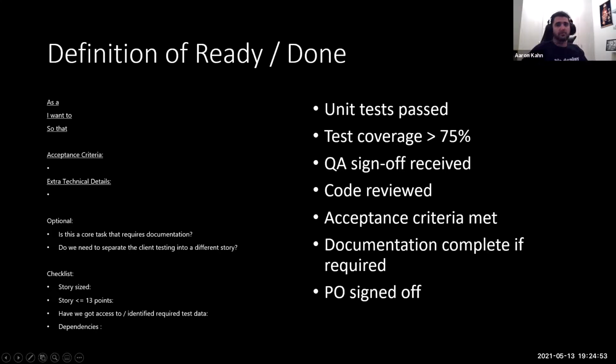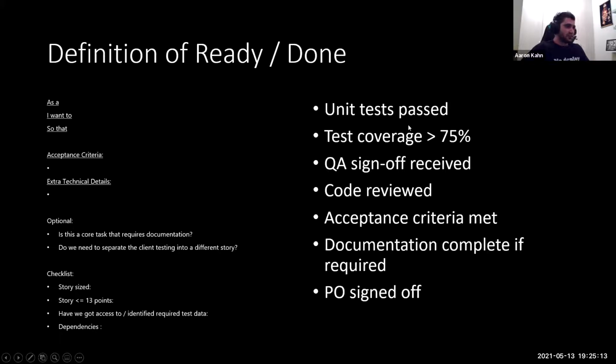The way we work is that we've got a core product and we roll out different versions to clients. So if we're making a core change, we need to document it. And there we go. Do we need to separate the client testing into a different story? Then the checklist: the story must be sized, and it must be less than 13 points to make it into the sprint. Have we got the required test data? Have we identified the dependencies?